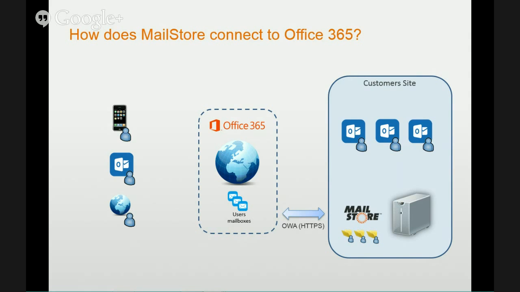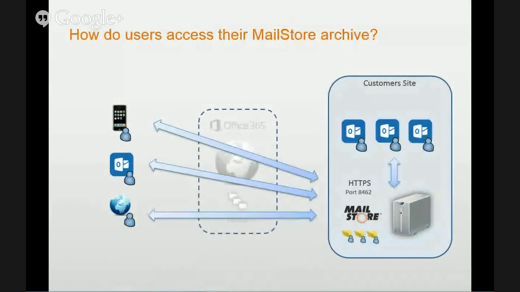So once the mail's in MailStore, how do users get access to that mail? Well, again, it does host its own services over HTTPS. So for internal users, they can point their Outlook add-in, the MailStore Outlook add-in, directly to the local server and connect, and the port it uses is 8462. For external users, you just need to make that one port visible on the internet, and then any external user of Outlook or a web user or mobile user can go directly to their MailStore account. So it doesn't matter if you're working with users that are roaming, they can still get full access to their archive.